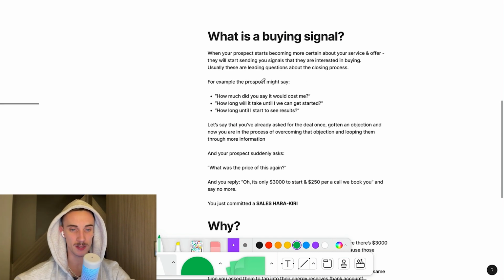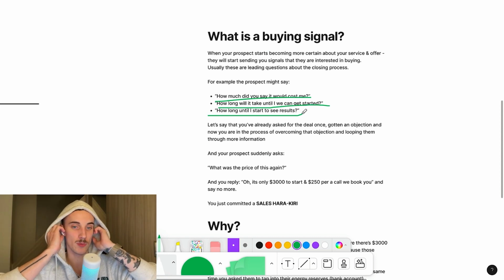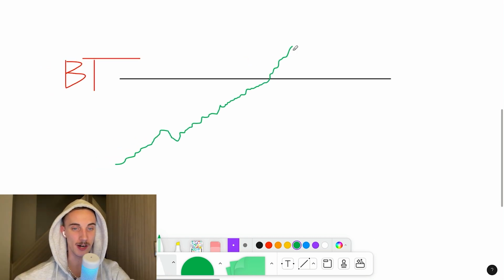For example, the prospect might say, how much did you say that it would cost me? Or how long will it take until we can get started? Or how long until I start seeing results? They're just future pacing to the situation when they're already working with you. This means that they are above the buying temperature, above their buying line. So they are just chilling here, ready to buy.